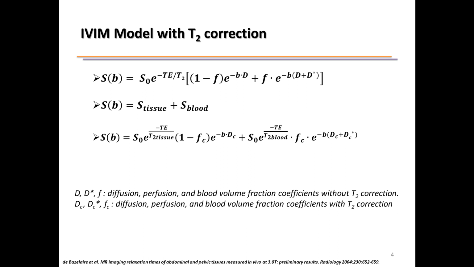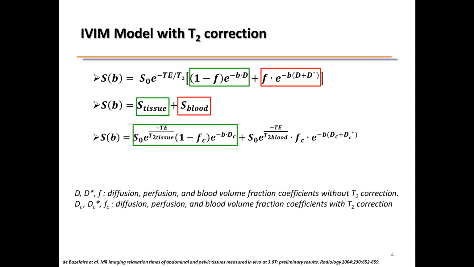In the IVIM model, the signal decay is contributed by the diffusion of the tissue and the diffusion and perfusion of the blood. As shown in the function, we introduce T2 of the tissue to the first term and T2 of blood to the second term. The last function is the T2 corrected IVIM model. From this function, we can expect that only the perfusion volume fraction would be affected by T2 correction.